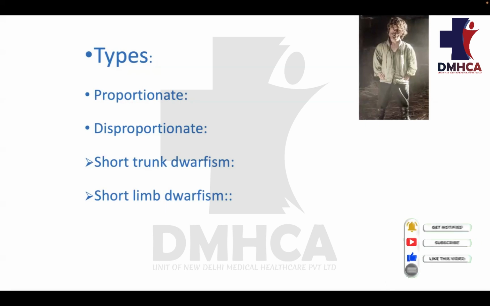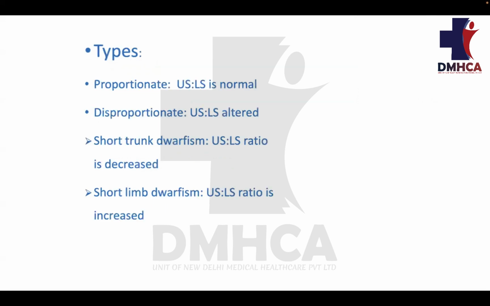So I'll repeat again. Short stature is divided into physiological and pathological, and pathological is divided into proportionate and disproportionate, and disproportionate is divided into short trunk dwarfism and short limb dwarfism.